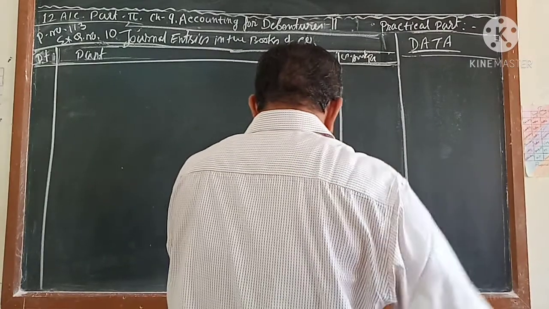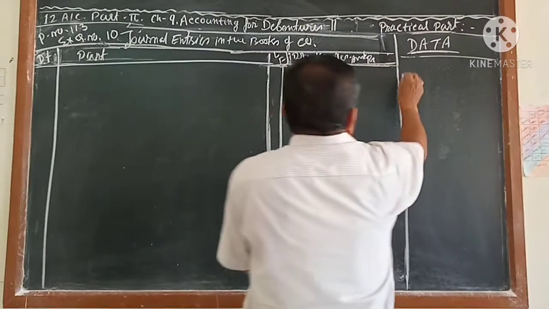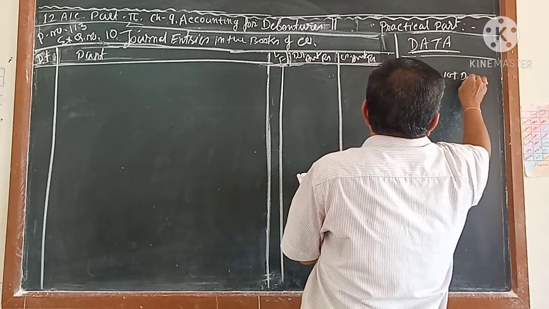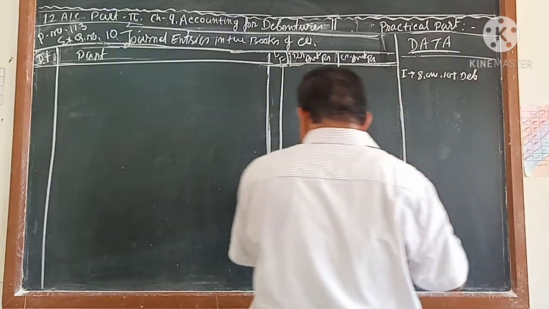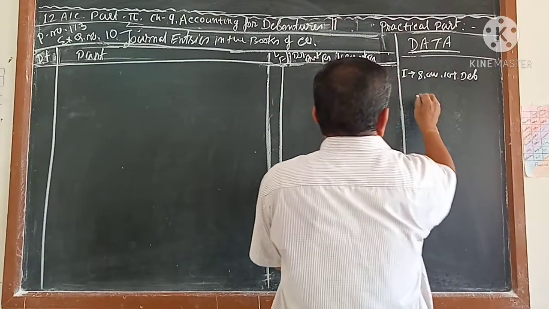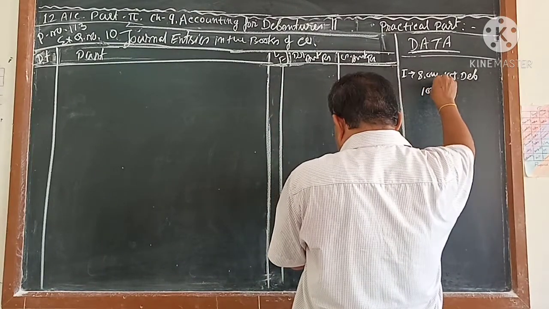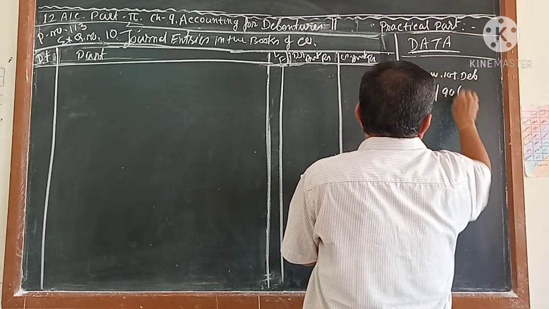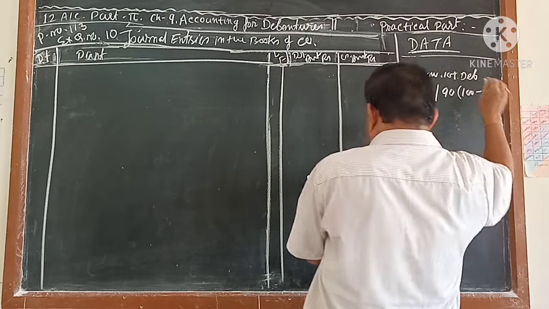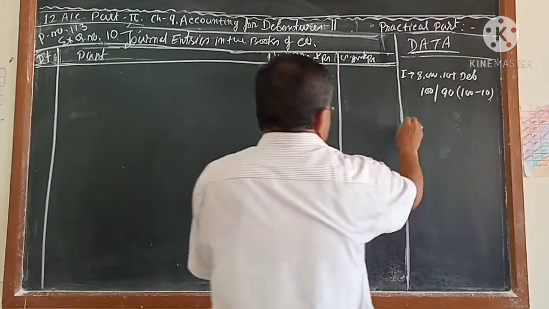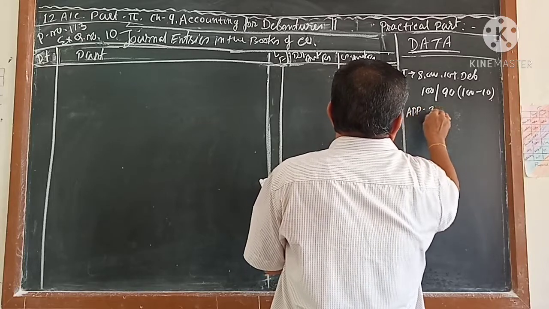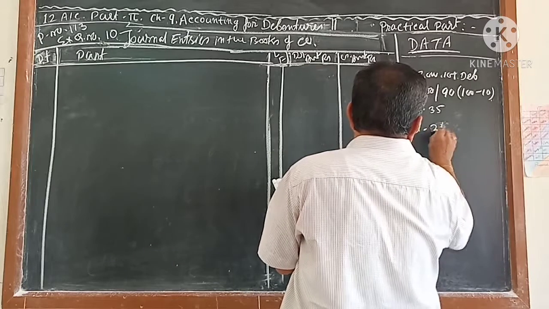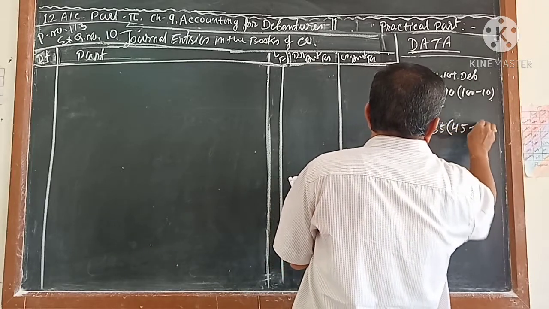The data is coming. How much you are going to issue the debenture? 8,000, 10% debenture of rupees 100 each at a discount of 10%. That means it is 90, that means 100 minus 10. And is given the applications, it is rupees 35. The allotment, it is 45, or we can write it here 35 within bracket 45 minus 10.